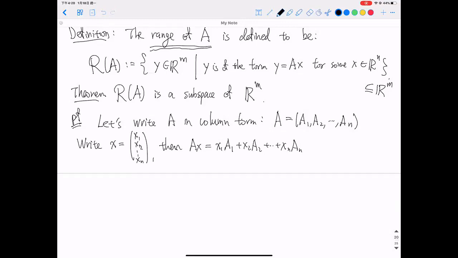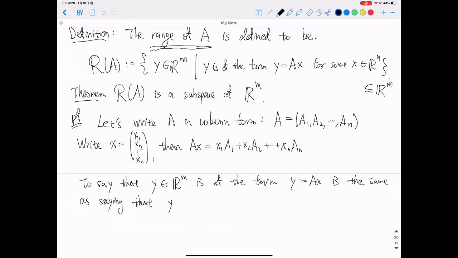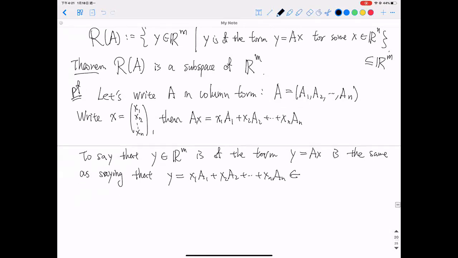Now, to say that y in Rm is of the form y equals to Ax is the same as saying that y is equal to x1a1 plus x2a2 plus ... plus xn an, which is a linear combination of a1 through an, and we have a name for this. It's in the span of the a's.